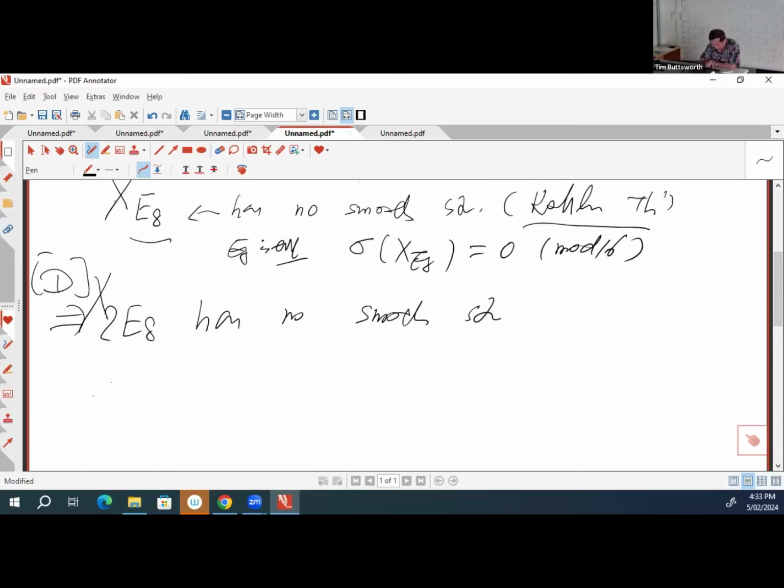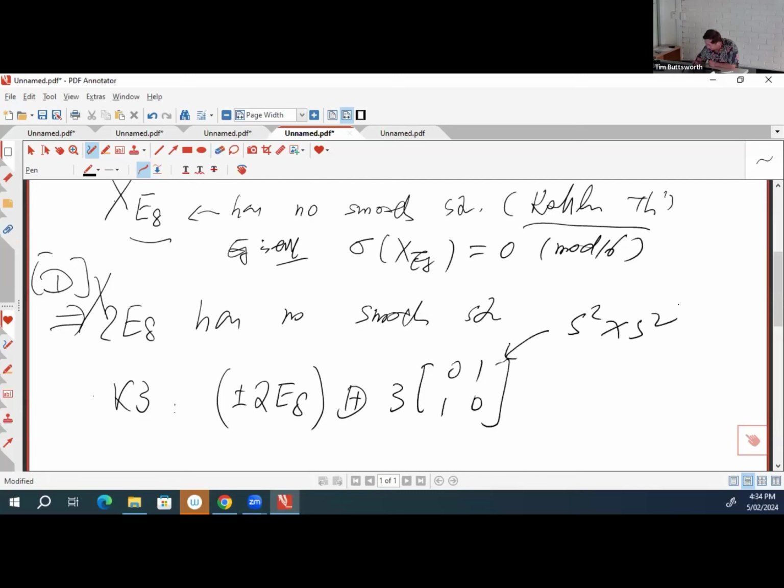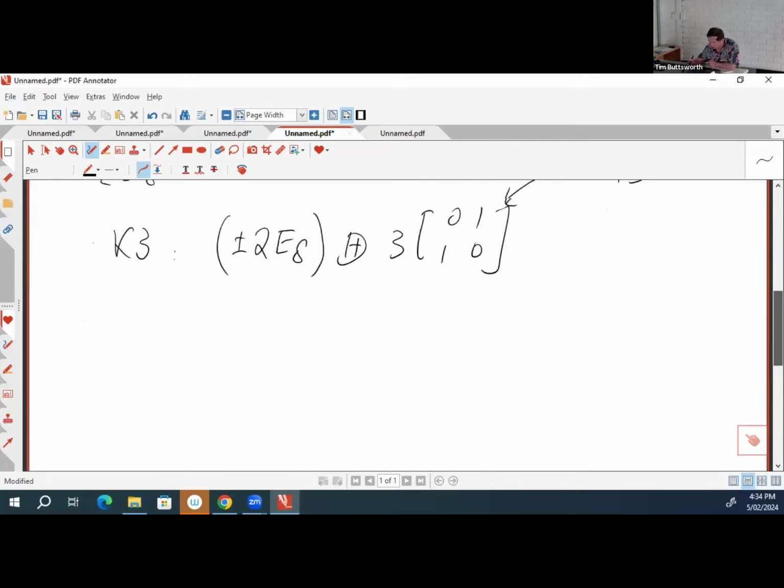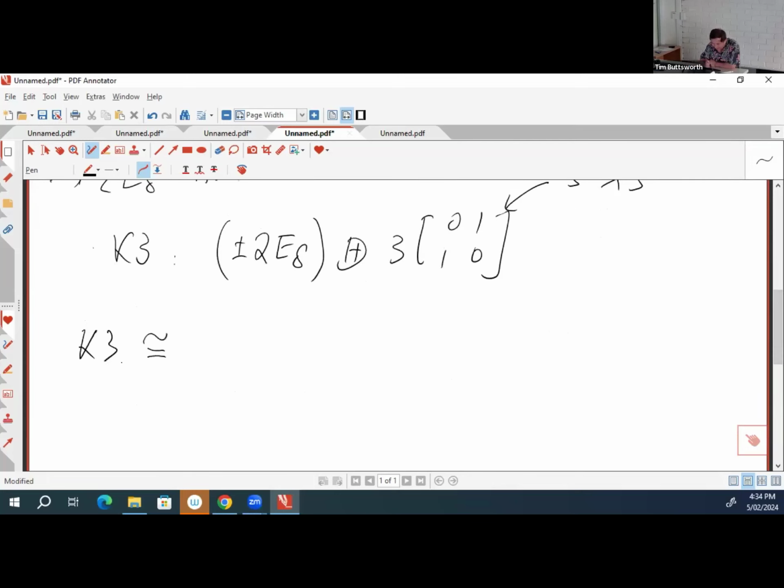But we have what you call the K3 surface, a Kähler surface, which is -2 E8, it doesn't really matter because this is the possibility, and then 3 copies of S2 cross S2, and this is realized by S2 plus S2. So you can think that topologically, this K3 is homeomorphic to some topological closed 2 copies of E8 connected sum with 3 copies of S2 cross S2.